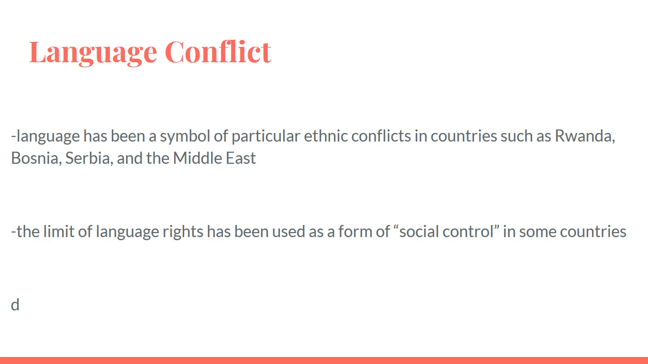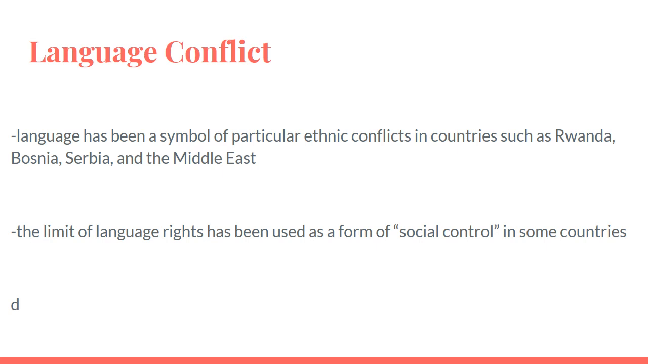The next slide talks about language conflict. Baker explains that language normally is not the cause of many ethnic conflicts or political conflicts, but many times language ends up being a symbol of that conflict. So many times when different groups are fighting, they will also use language as a way to isolate certain groups and, unfortunately, to punish certain groups based on their language practices.